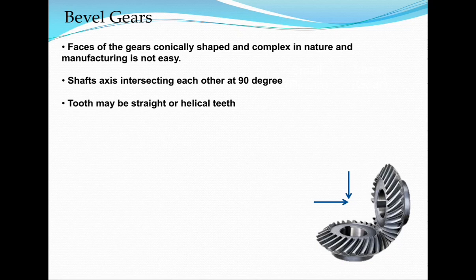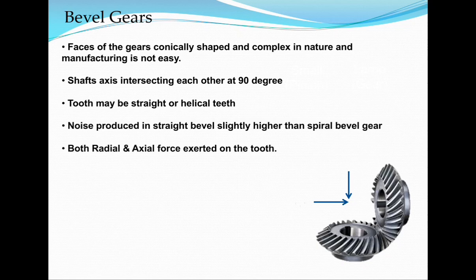As we know, in straight type teeth, the contact area is less, so the noise produced is high. However, the efficiency in the straight bevel type gear is more in comparison to the spiral bevel, because the contact is less, and as the contact is less, there is less frictional force, so the efficiency is more. So now you see, in such type of gear arrangement, axial and radial, both forces are exerted here.